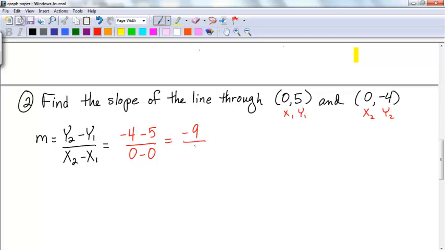And so I'd end up with -9 divided by 0. Can you divide by 0? No. Division by 0 is undefined. So this one is undefined. So this one is no slope. If it's undefined, it is no slope. Okay?